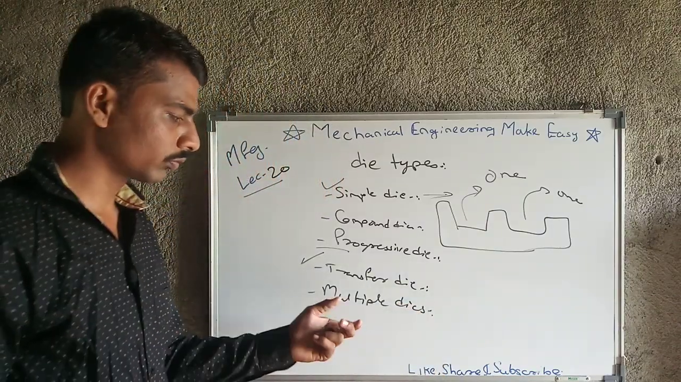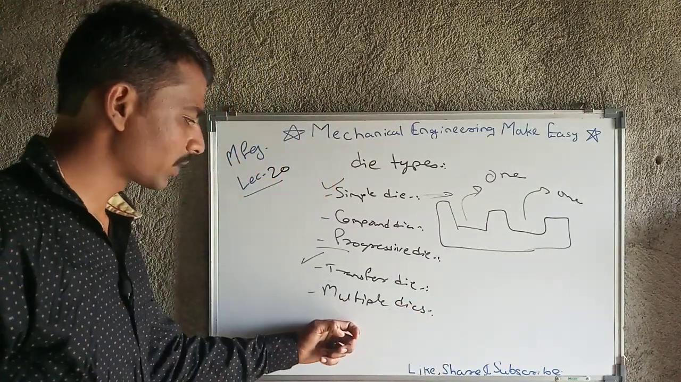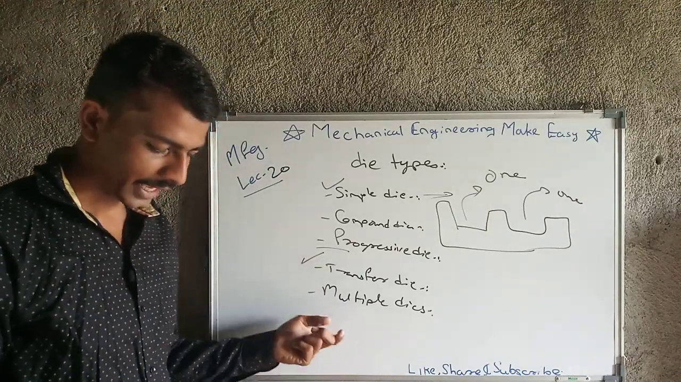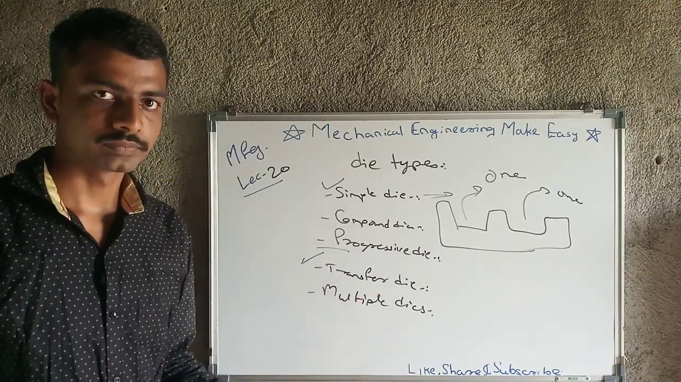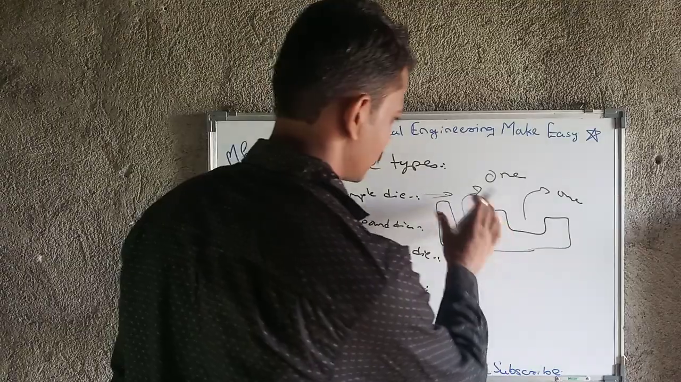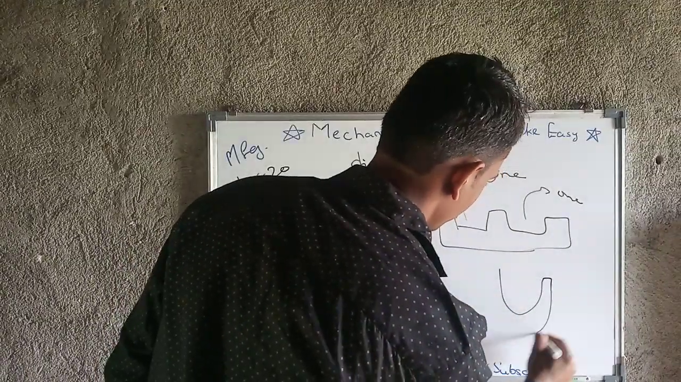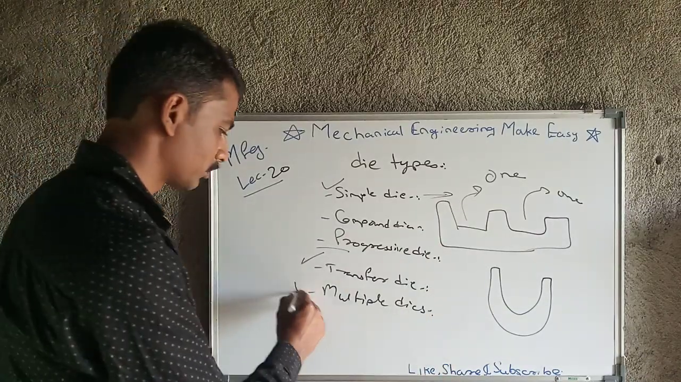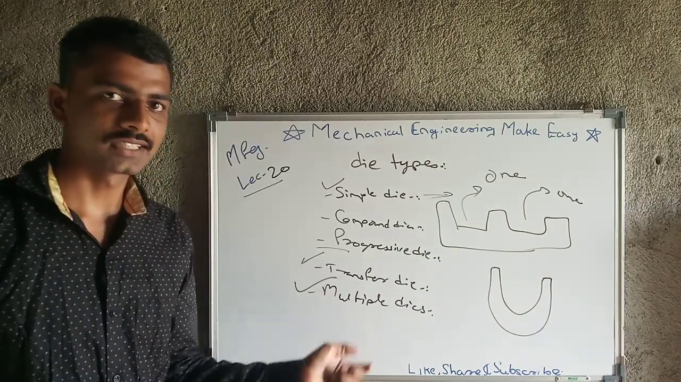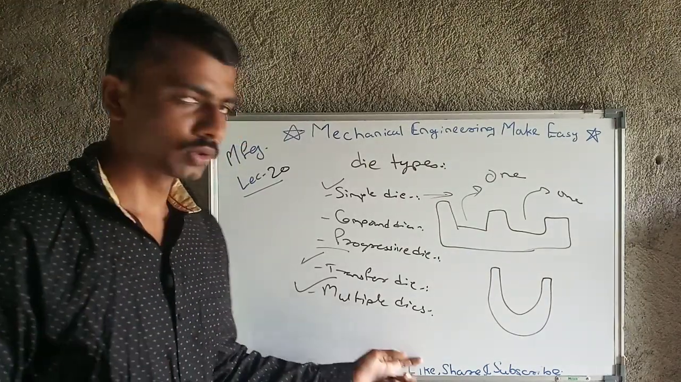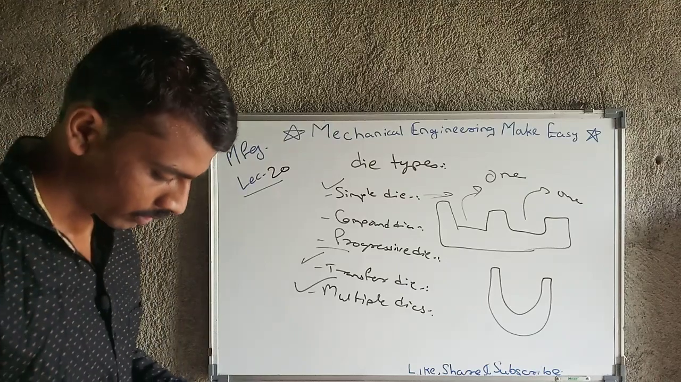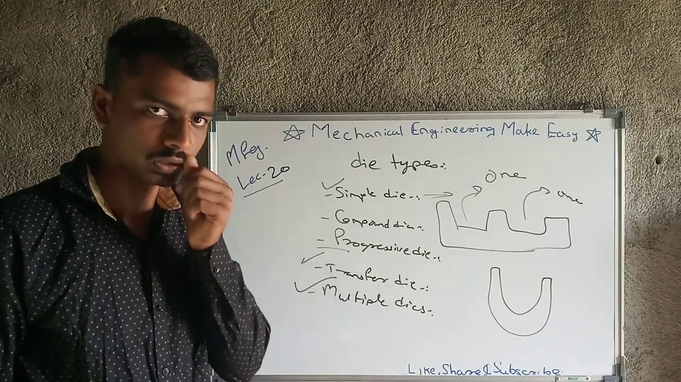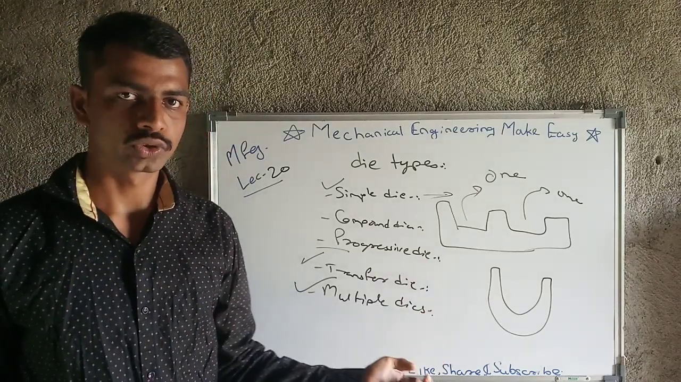Then another type is the multiple die. A multiple die is one kind of classification of die. In that case we implement a number of dies at the same time, like gang dies. For example, this die is at one place, then another die at another place. Likewise we place a number of dies, and that is nothing but multiple dies. One example is gang dies. You can search on Google to find out what gang dies are. Two or more workpieces may be handled at each stroke.